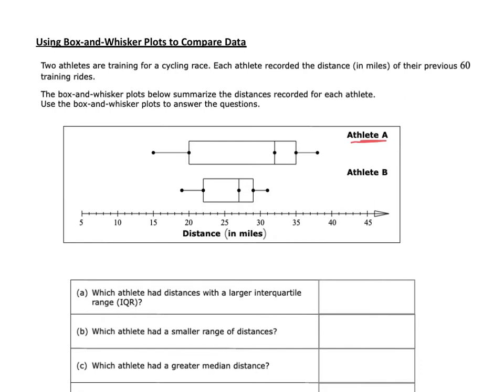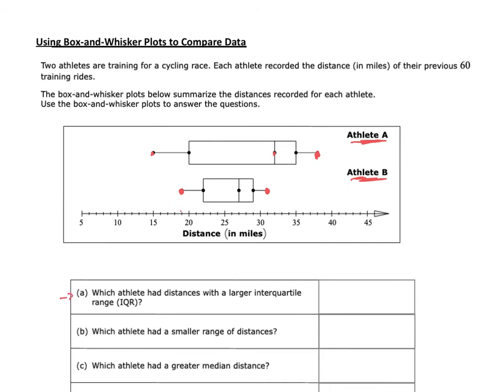Okay, so let's first look at athlete A. His shortest was 15, his longest was 38 here. Okay, and you can see his median, he typically rode about 32 miles. All right, athlete B here, his shortest was 19 miles, his longest was 31 miles. So you can see his shortest was actually longer than athlete A's. His longest, though, was shorter than athlete A's. So who was better at training? Who trained better? I would say athlete A was the better trainer, at least in terms of how many miles they trained.